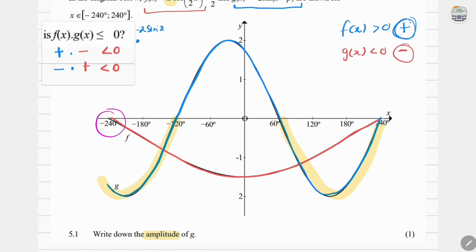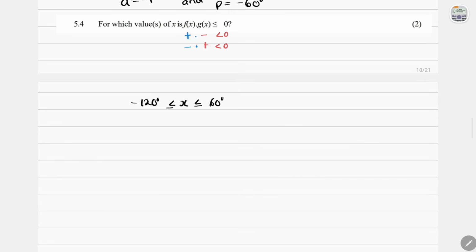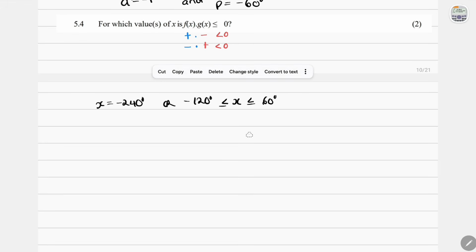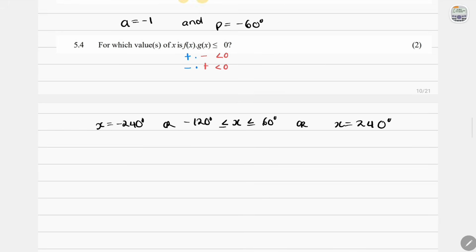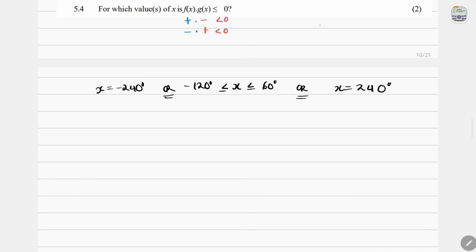So the solutions we have there are, we don't have any of the solutions directly on the graph, but just these points, negative 240 degrees and positive 240 degrees. So we can just say this is our answer. I'll put it in order. So x is equal to negative 240 degrees, or x is greater than or equal to negative 120 degrees and less than or equal to 60 degrees, or x is equal to positive 240 degrees, and that would be our answer. Okay, so that's our answer to this question. Moving on to the next question.